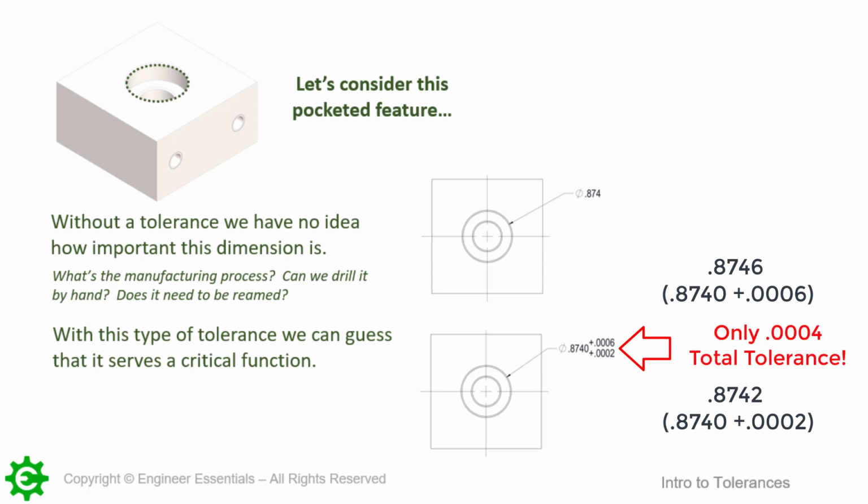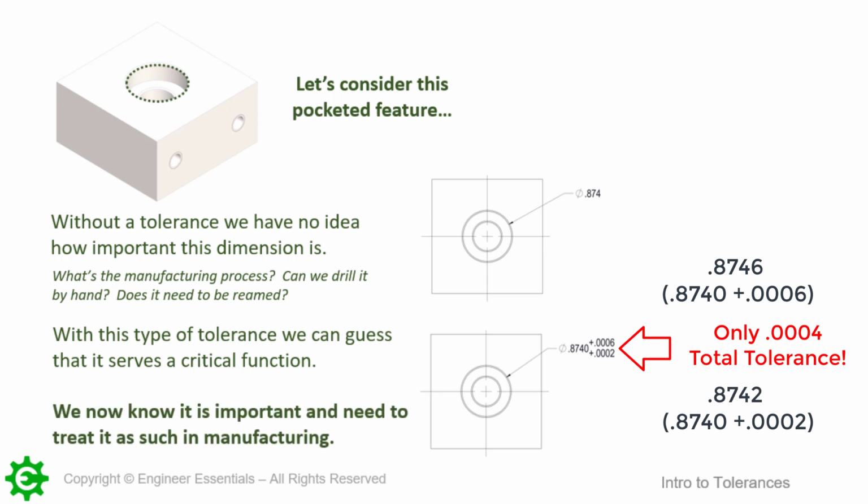In this case, it dictates that the part is probably going to cost us more to manufacture because we have to use some sort of specialty process. It also tells us, though, that this is functionally critical and may be used for something like a press fit. We now know this dimension is important and need to treat it as such in the manufacturing process.